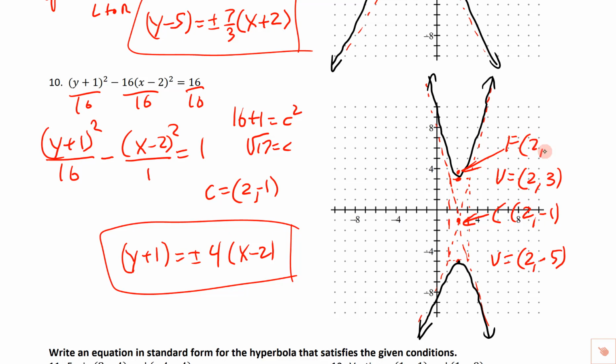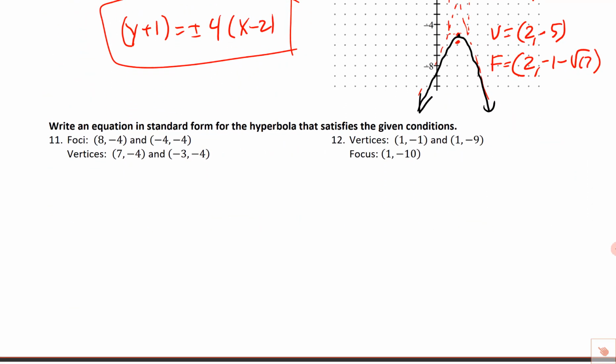So this focus is at 2, and then remember, we started at negative 1, so negative 1 plus radical 17. And then the other one down here, again, we'll just put it in there. So this focus would be at, let's see, it's 2 for all of the x-coordinates, and then again, kind of a conjugate here, negative 1 minus radical 17. Okay? All right, so we're in good shape there, and let's come down and take a look at the last couple.